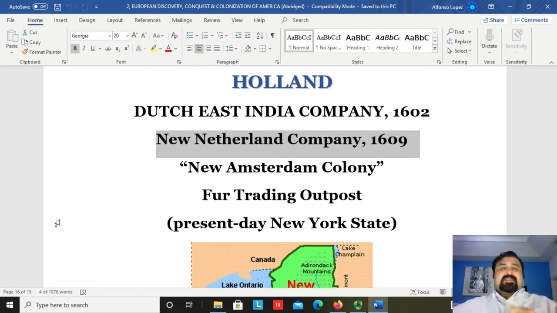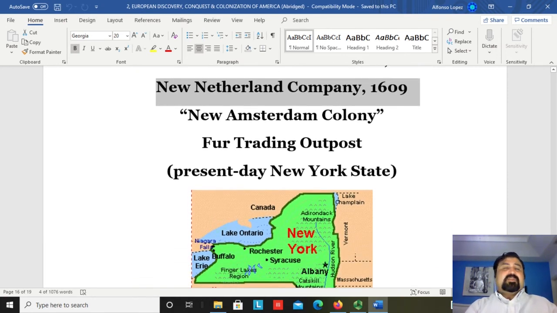And the Dutch West India Company in 1609 creates the very first joint stock company in North America that was established for the fur trade, and they name it the New Netherland Company. The New Netherland Company in 1609. It was actually dubbed the New Amsterdam Colony because many of the merchants who created the New Netherland Company in 1609 were merchants from Amsterdam. Okay, so many of them were actually from Amsterdam.